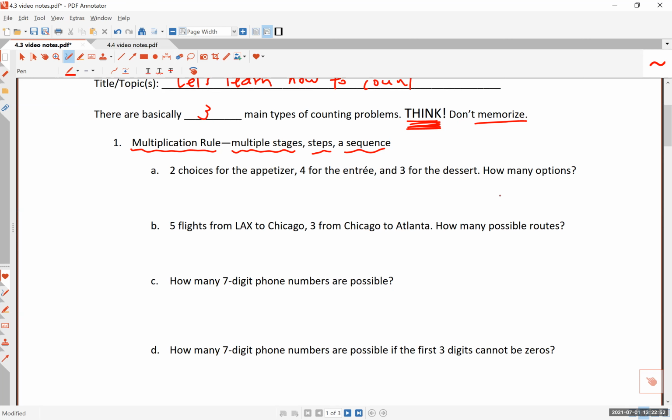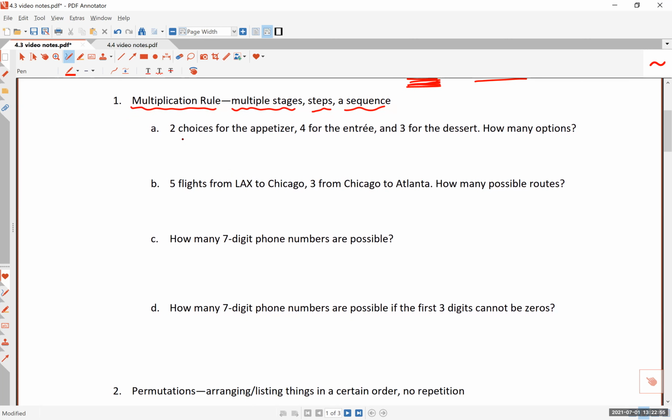So there are 4 examples I have here. Let's say you have at a restaurant, you have 2 choices for the appetizer, 4 choices for the entree, and then 3 choices for the dessert for a 3-meal course. Right? How many options are there altogether? Right? So you have appetizer 1 and appetizer 2, right? And then you have entree, so it's entree 1, 2, 3, 4, and so for each of these choices, you have 3 desserts, right? D1, D2, D3.